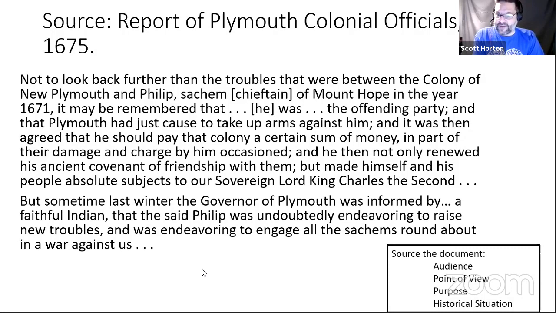So that might be something to think about when you look at a document. How might this be biased? Am I getting the whole story here? And in this case, probably not. At least not the Indian side of the story, certainly.